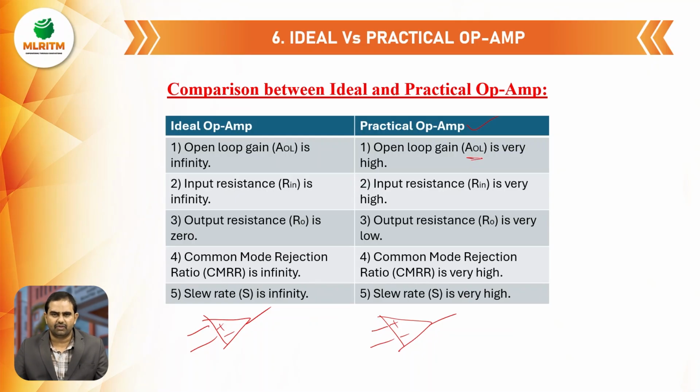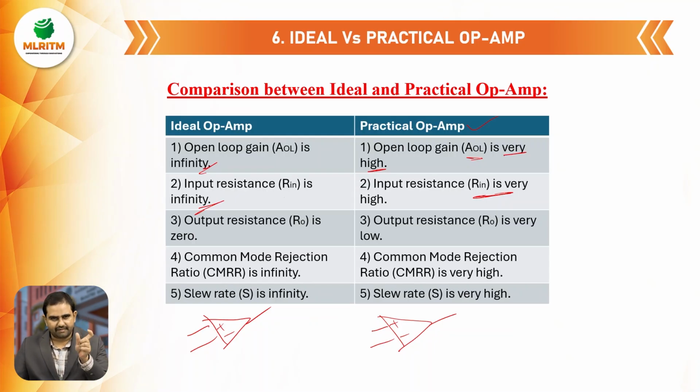So the AOL value of an op amp is very, very high, we can say. And the input resistance of an operational amplifier is infinite for an ideal op amp. Coming to the practical op amp, it is very high. For infinity, we have to write practically very high. It is easy to remember.